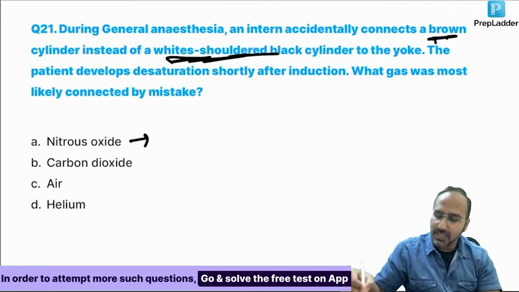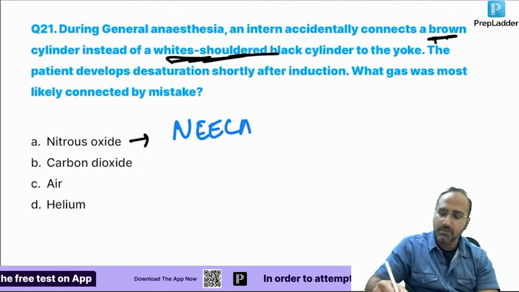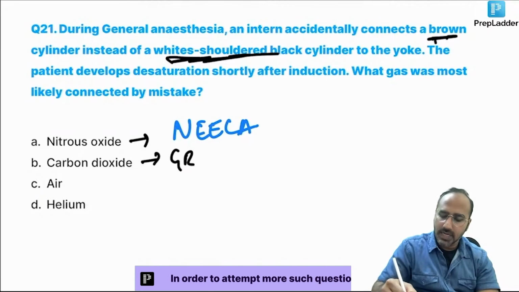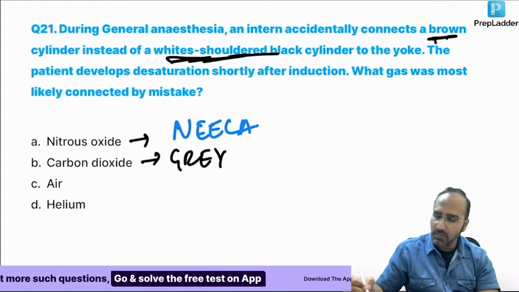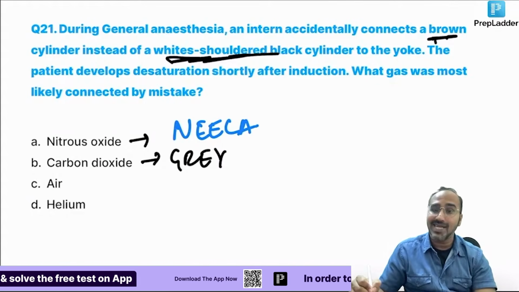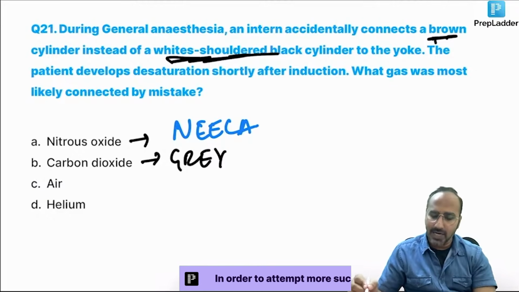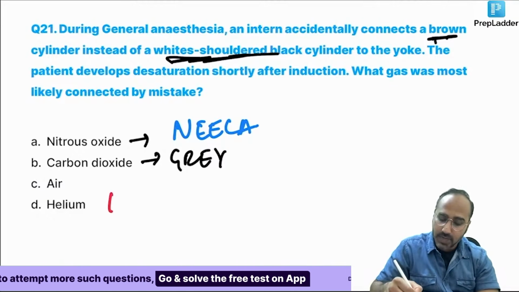So brown cylinder is what? Remember, guys, nitrous is not a brown cylinder. It is Neela, so it is a blue cylinder. Carbon dioxide is what, guys? Carbon dioxide is a gray color cylinder. Okay, air cylinder is what, guys? White body, black shoulders. Okay, in some countries you will find air cylinder as gray body and black and white shoulders. Helium cylinder is brown in color.